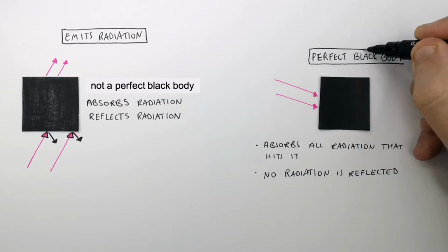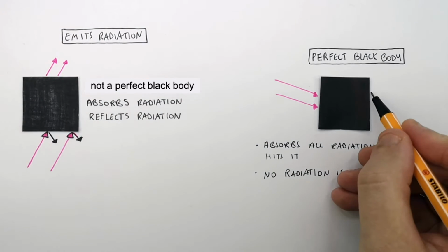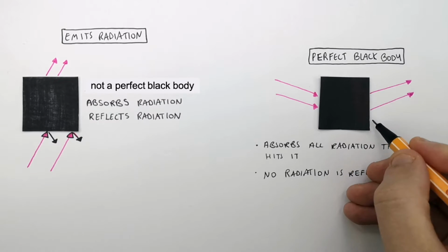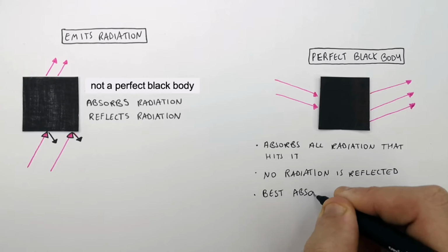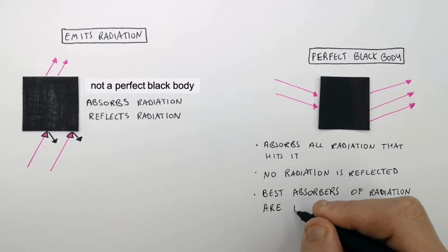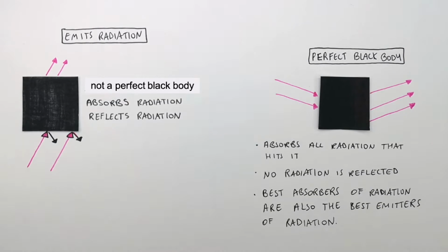But this here is a perfect black body. So the best absorbers of radiation are also going to be the best emitters of radiation. So perfect black bodies are not only the best absorbers of radiation, they're also the best emitters of radiation too.